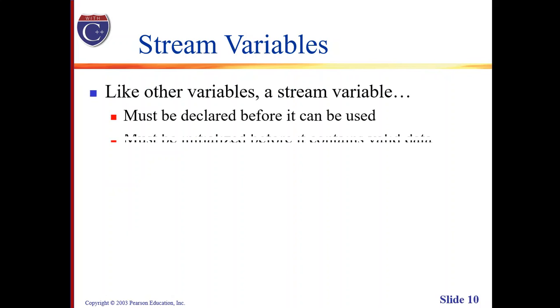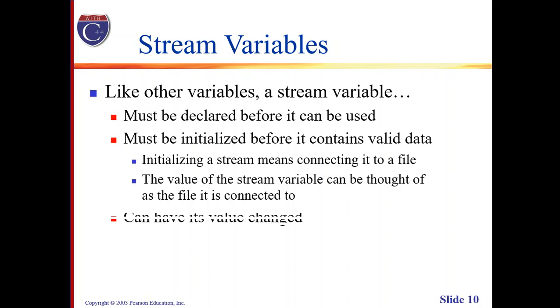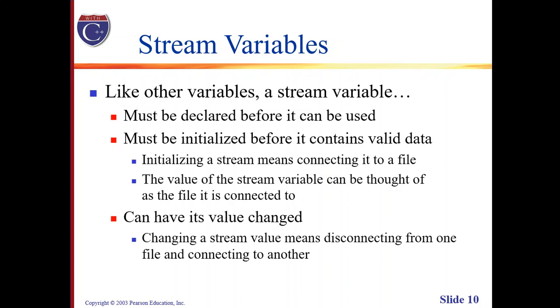Next, we also have what we call stream variables. Just like any other variables, a stream variable must be declared before it can be used. And of course, it must be initialized before it contains valid data. Just like any other variables, before we can use it, we must declare it. And it's a very good practice that whenever we declare a variable, let's make it a habit that we initialize it first. Initializing a stream means connecting it to a file.